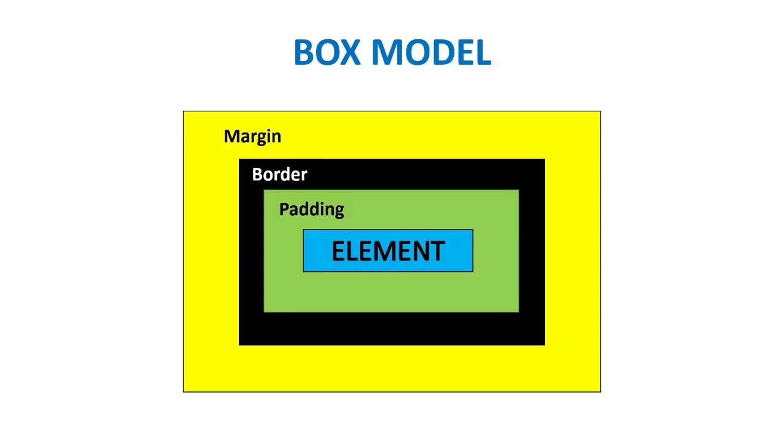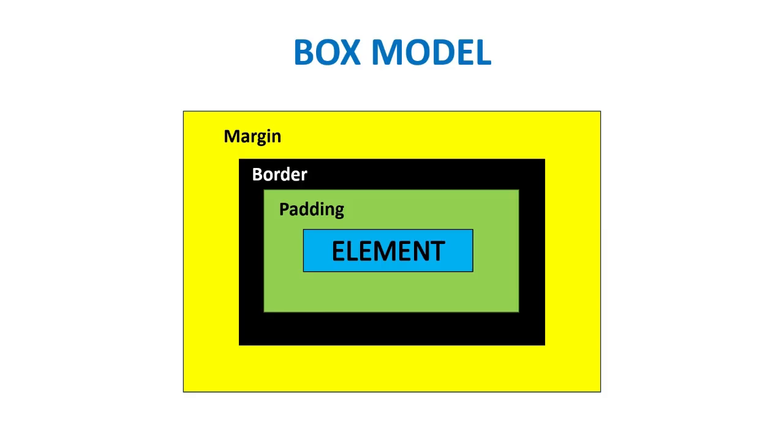Now let's understand the box model, one of the most important topics of CSS. Visualize this image shown. If we write any HTML element, the space between its border and element is called padding, and the space outside the border of the element is called margin. It can be increased or decreased through CSS.